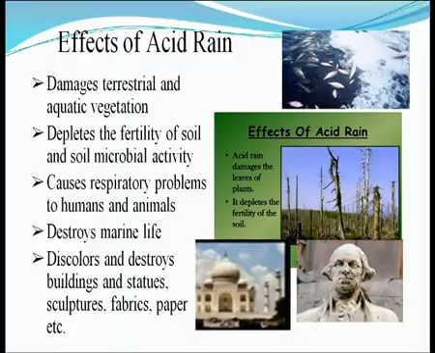What are the effects of acid rain? They damage the terrestrial and aquatic vegetation, deplete the fertility of soil and soil microbe activity, cause respiratory problems, destroy marine life and discolor or destroy buildings and statues, sculptures, etc.